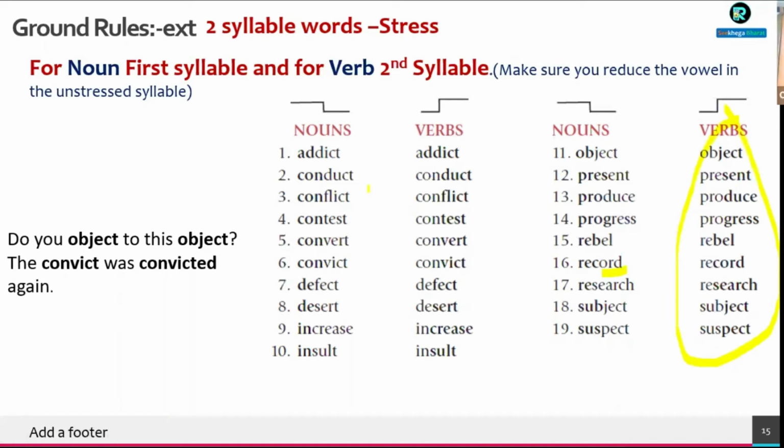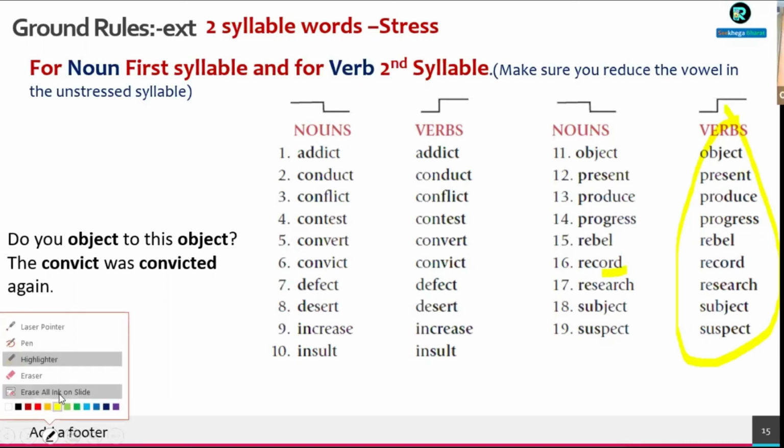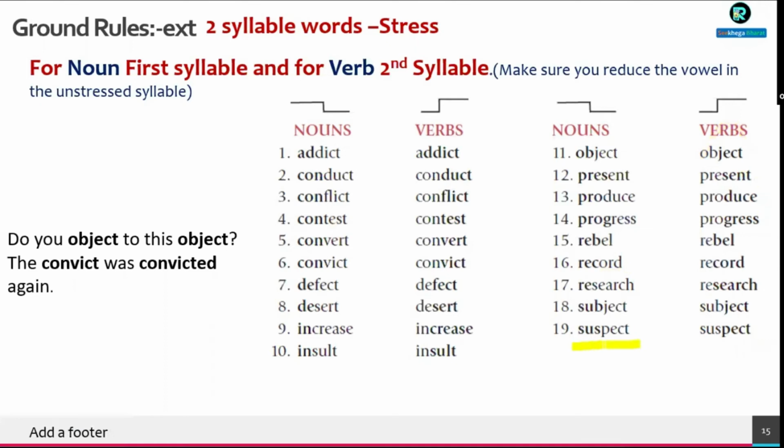So what happens is you're pronouncing all these things in a similar fashion, and mostly the noun is correct. Verbs are getting problems. Okay. Subject, subject. Can you see the difference? Fine, good. Last one, suspect, suspect. Yes, very good. Now, can you read this?